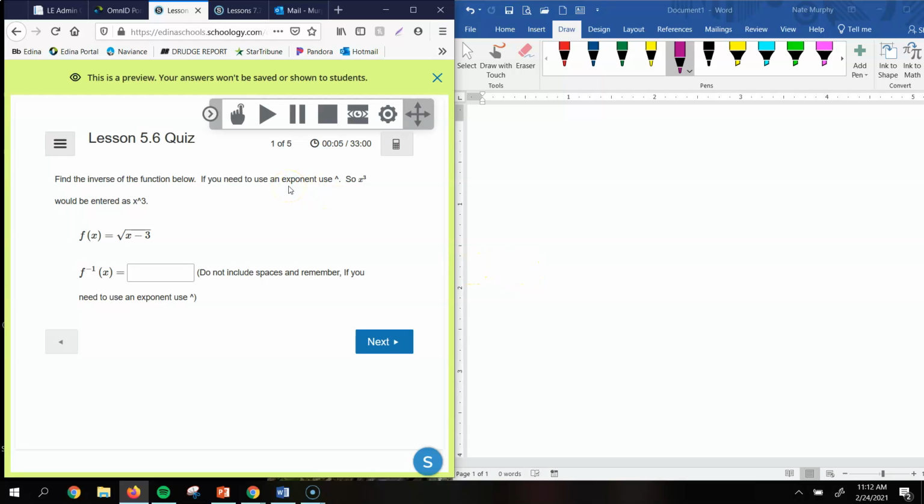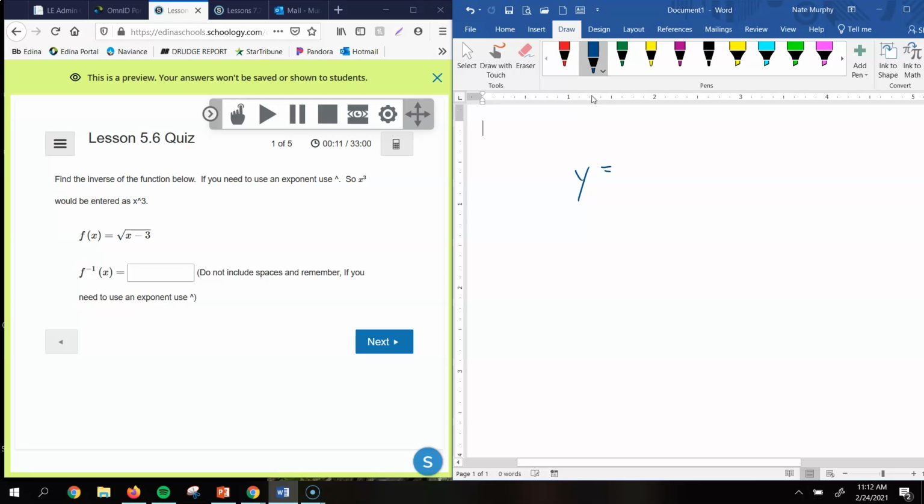Remember, to find the inverse, your first step is to change this back into an equation where instead of having f of x, we have y equals, so it's going to be y equals the square root of x minus 3. Then the second step is we switch the values for x and y. So this will be x equals the square root of y minus 3. And now we want to solve for y. I want to make sure I get the y by itself.